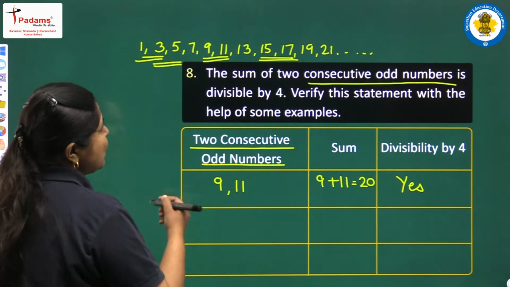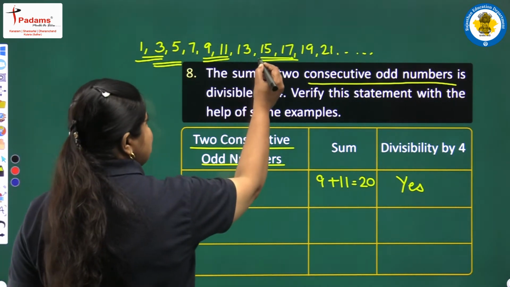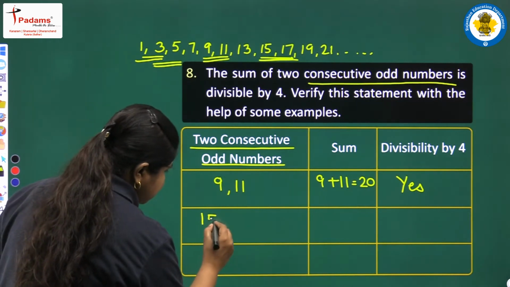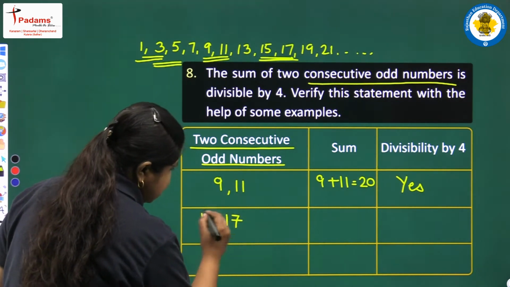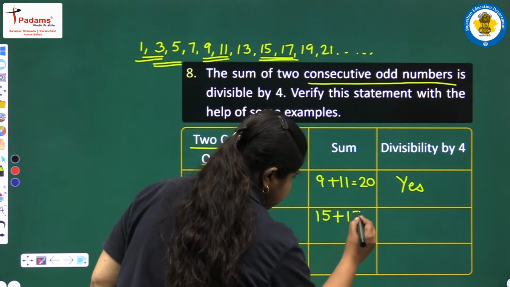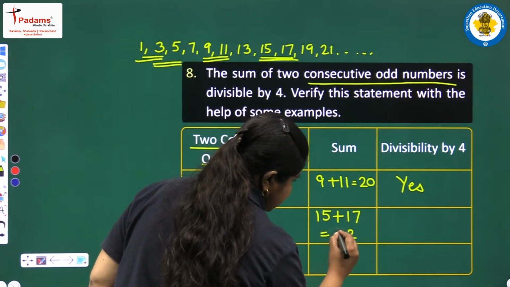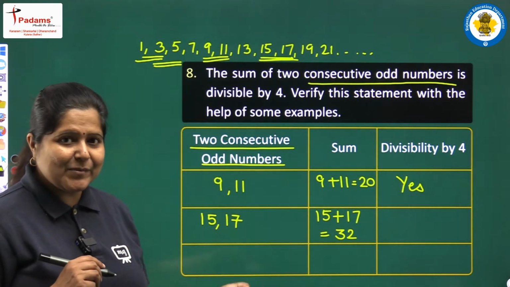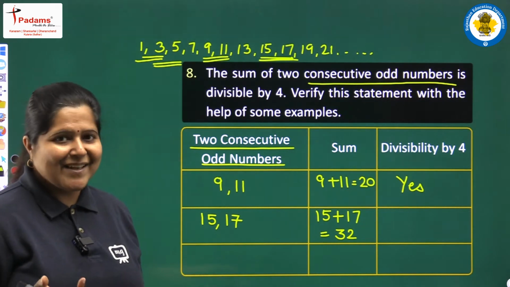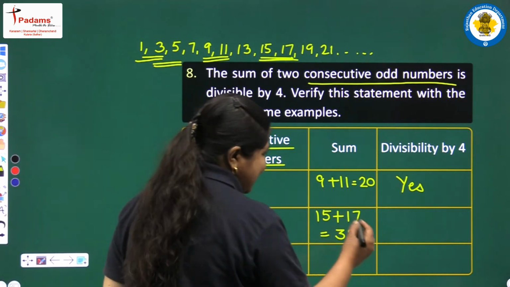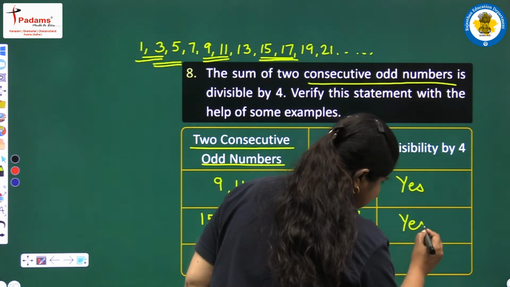Next we take one more set. Let us take these two numbers, 15 and 17. Let us find their sum. 15 plus 17, it is 32. Again, is this 32 divisible by 4? Yes, 4 8s are 32. So it comes in the table of 4 and yes, again it is divisible by 4.